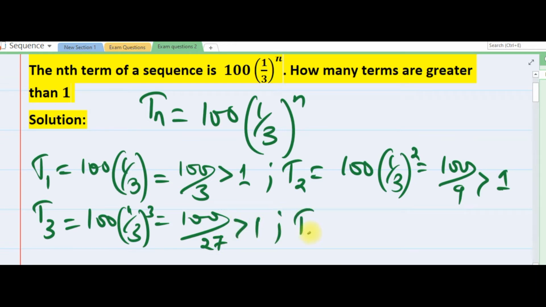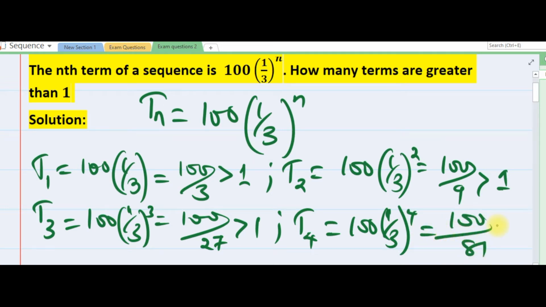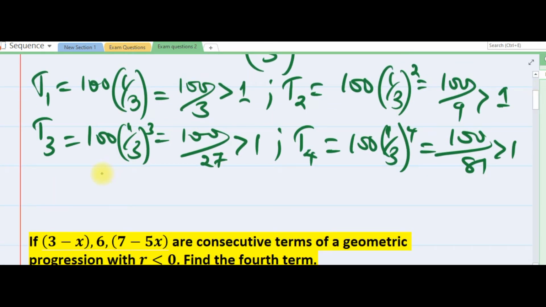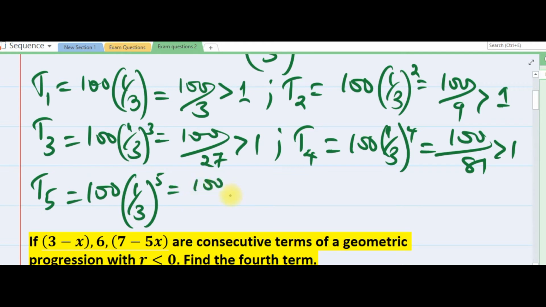So let's check term 4, which is 100 times (1/3) raised to the power 4. This is 100 over 81, which is also greater than 1. So let's check term 5. We have 100 times (1/3) raised to the power 5. I think this is 100 over 243. So I think this is less than 1.